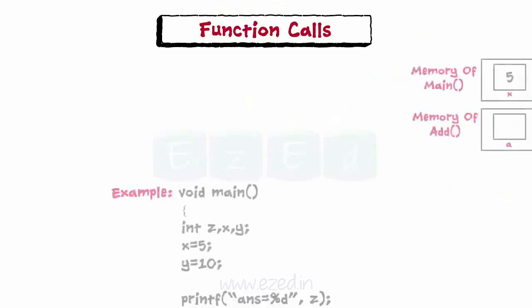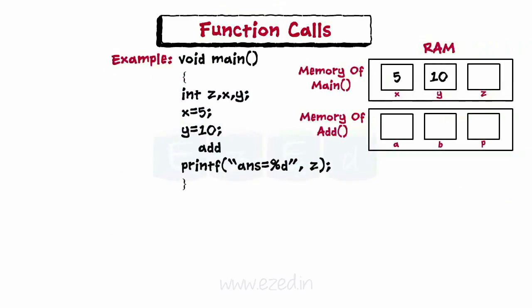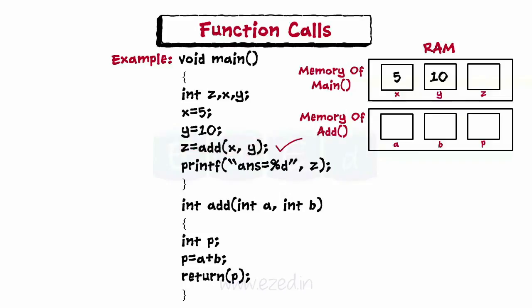Let's move on to studying how a function is called. A function is called by simply using the function name followed by a list of actual parameters, if any, enclosed within parentheses. When a compiler encounters the function call, it transfers control from the current statement to the function definition. In the given example, the control is transferred to the add function. The value of x is assigned to a and the value of y is assigned to b. The function is then executed until the return statement is encountered and the value p is returned to the main function and assigned to z.